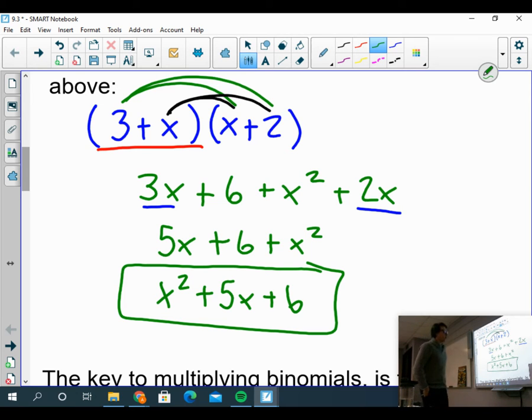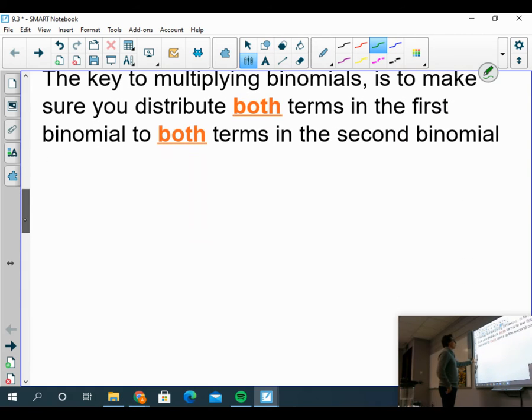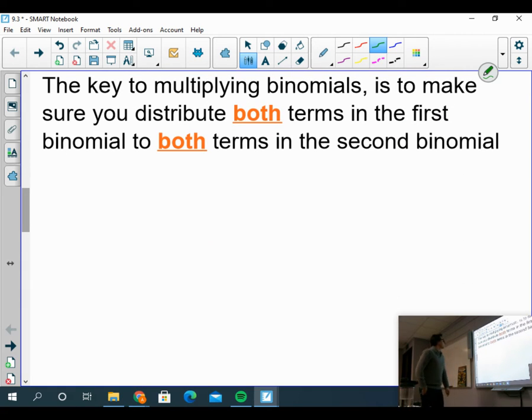Okay? Seems complicated, but really it's not. The only thing that's changing, and the key to multiplying binomials, is to make sure you distribute both terms in the first binomial to both terms in the second binomial. Everything and every part of the binomial, every term gets a chance to be multiplied. Okay? We got to make sure both terms in the first binomial are being multiplied by both terms in the second binomial.